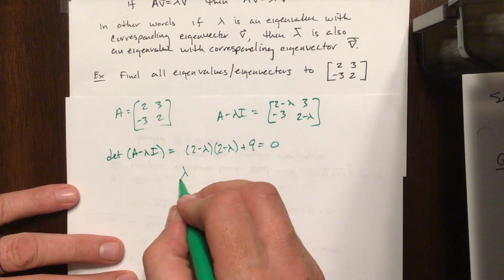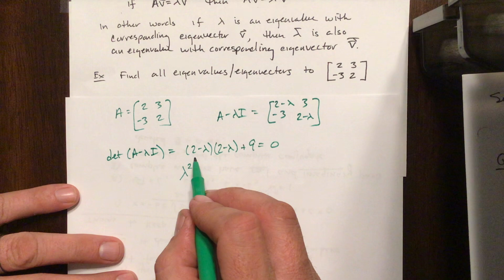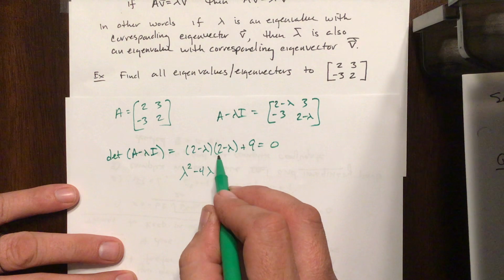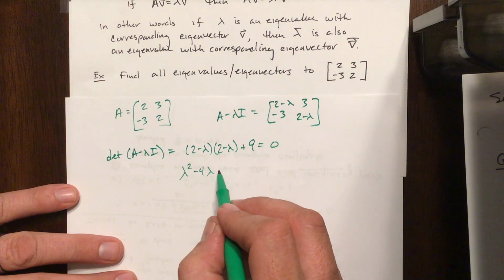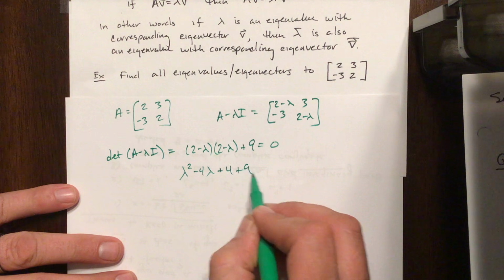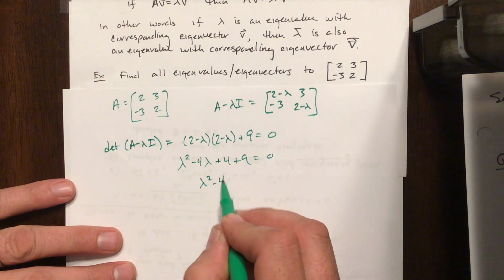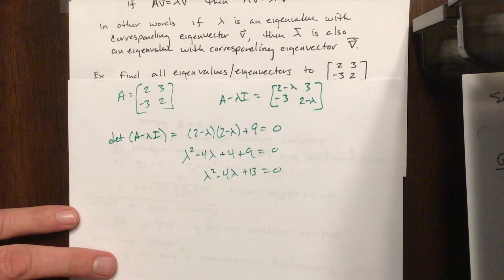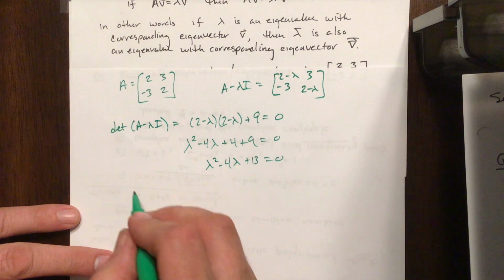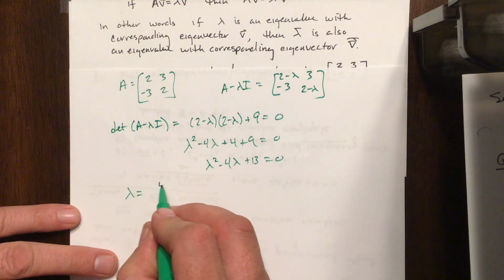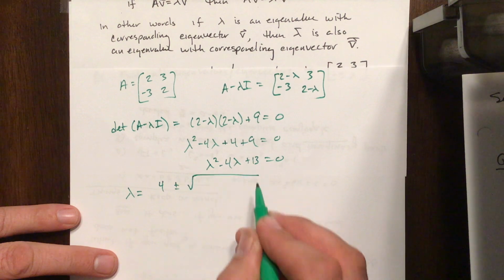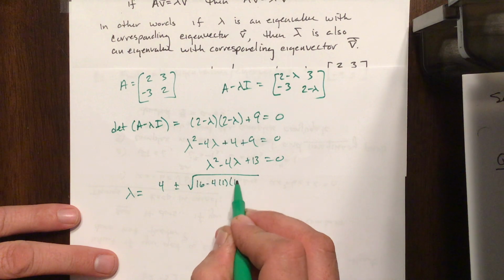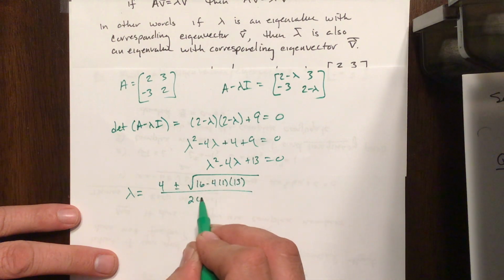And what does this end up being? That's lambda squared, minus 2 lambda minus 2 lambda is minus 4 lambda. And 2 times 2 is 4, so 4 plus 9. So lambda squared minus 4 lambda plus 13 is 0. And this doesn't factor over the real line. So what you need are complex numbers. So lambda equals negative b plus or minus the square root of b squared, that's 16, minus 4 times a times c, all over 2 times a.